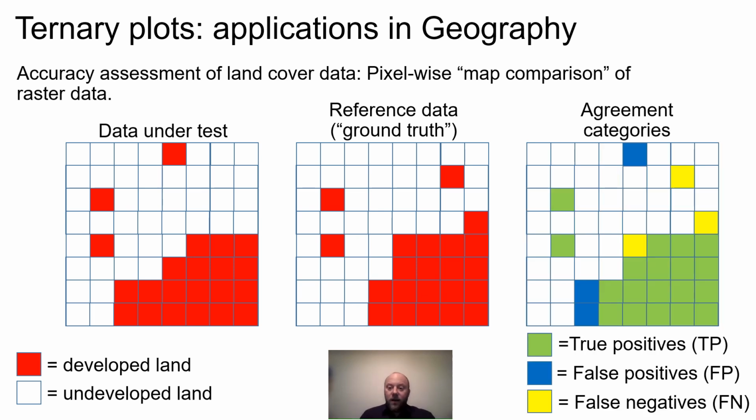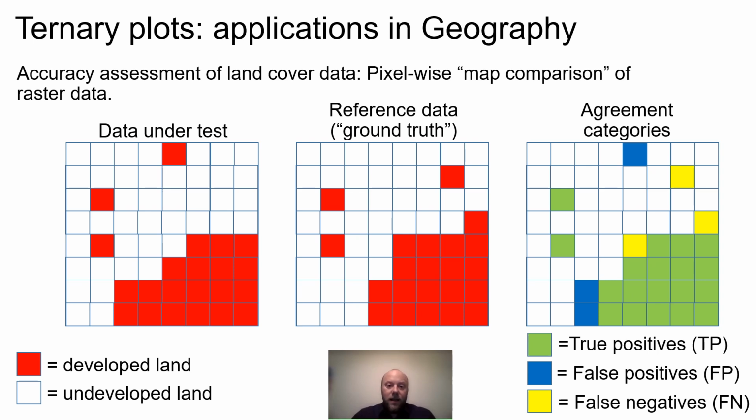And we quantify these differences by establishing these agreement categories. So grid cells where both data sets agree are called true positives. And then we have grid cells that are only in our test data but not in the reference data. We call those false positives.